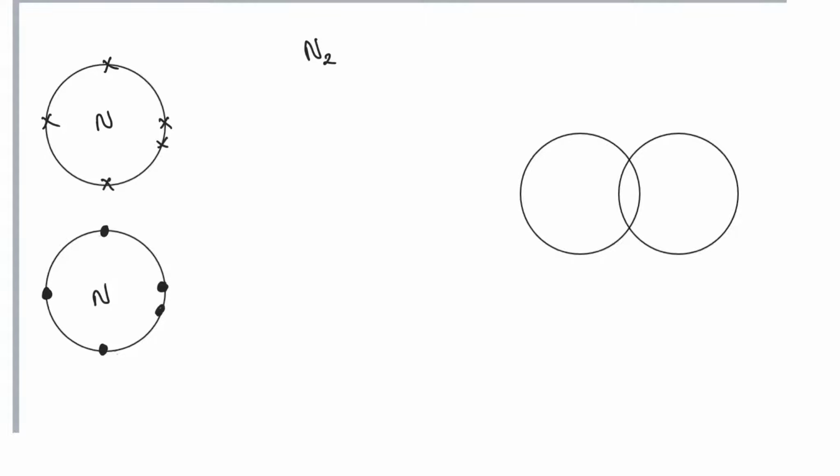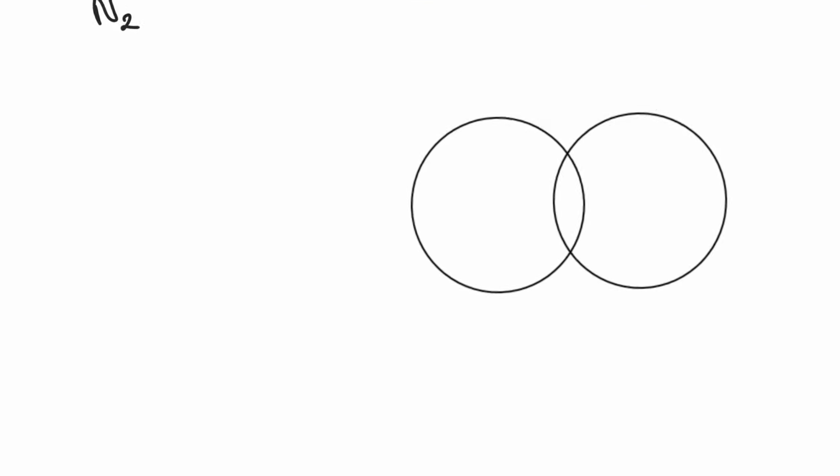So nitrogen, another diatomic element, N2. Now this actually needs 3 shared pairs of electrons in the middle. So what I'm going to do is make this a little bit bigger, like so, and put 3 shared pairs like that. 1, 2, 3, 4, 5, 6. Now nitrogen's got 5 electrons in its outer shell because it's in group 5.